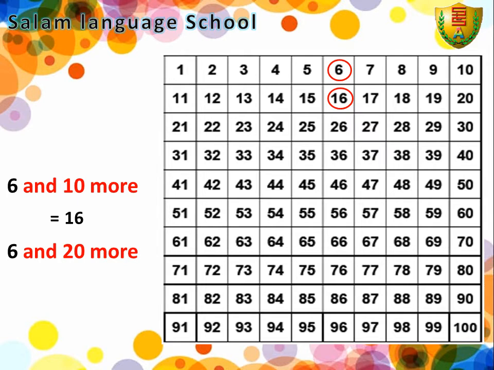6 and 20 more, then we move from 6 two rows. We go downward one row again. We landed on 26. 6 and 20 more equal 26.